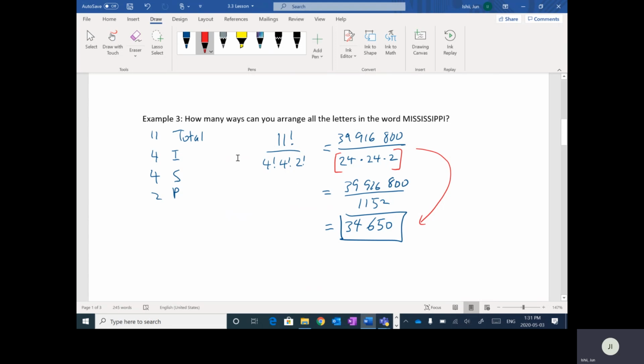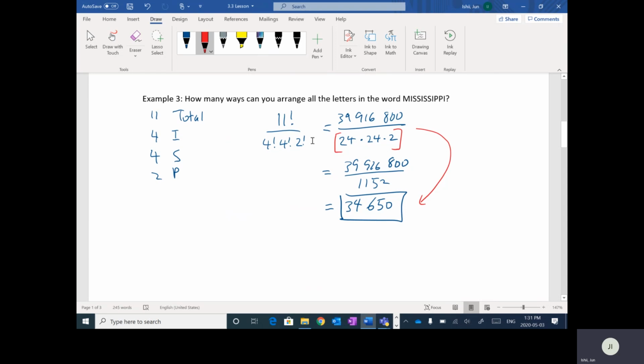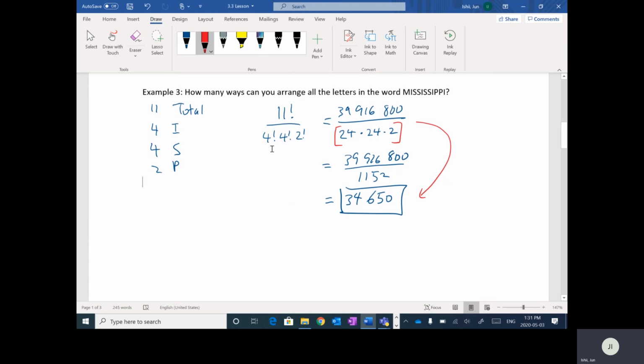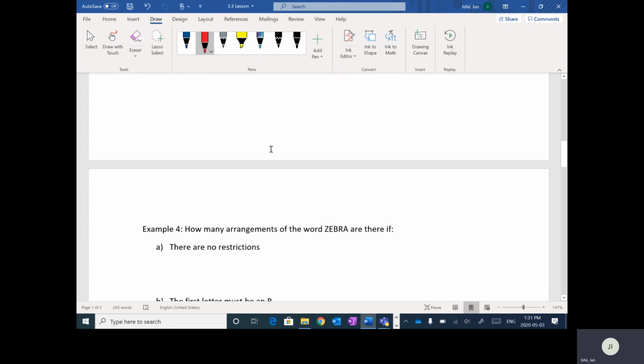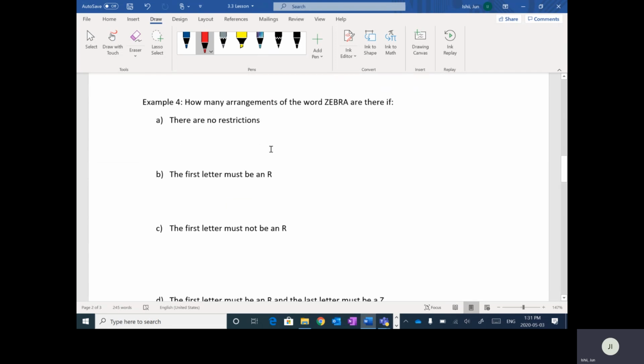Cool. All right. So that's basically the concept of similar objects. Now, what you'll find in the worksheet is there are some review type questions from the previous two, but a little bit more complicated. So I thought I'd include a couple of those examples as well in this video.